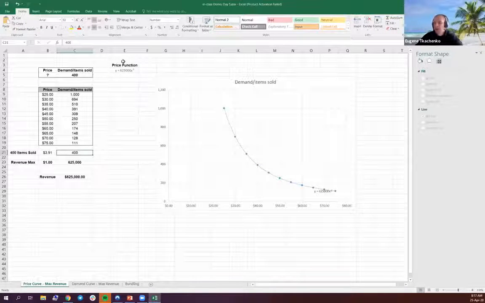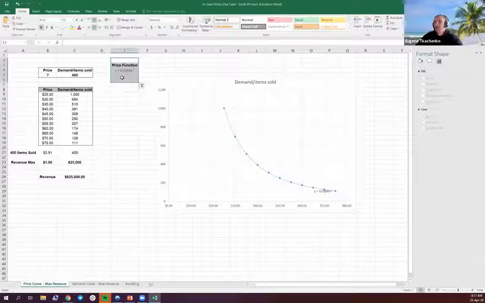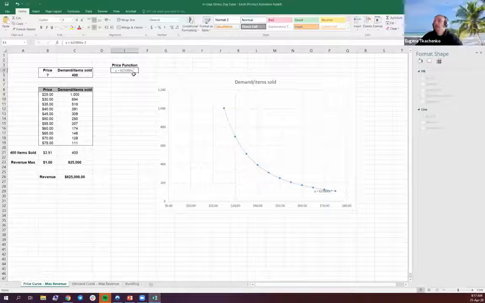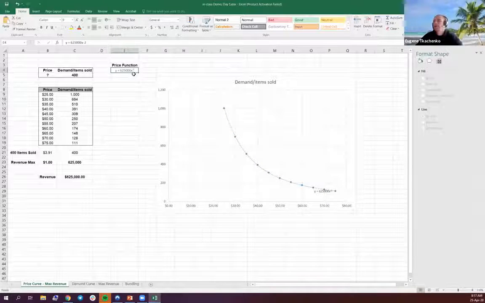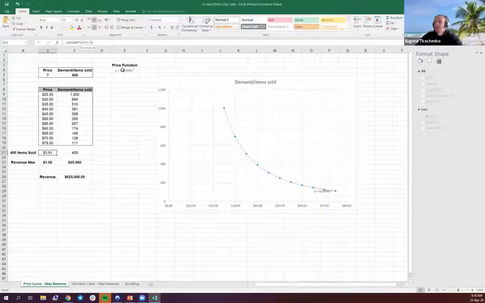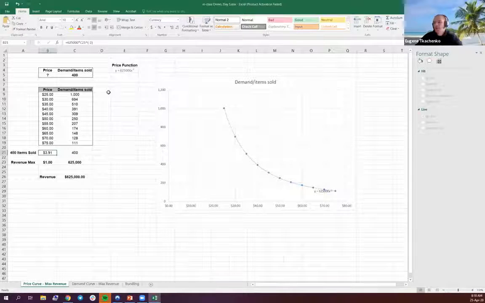First of all, we have our price function recorded here: y equals 625,000 times x to the minus second degree, or minus 2 degree. So you are basically expressing your price via a formula for the items you're planning to sell. Bear with me for a second. If you look at the formula bar here, it is the same function you're using right now, as you have it listed on the timeline.